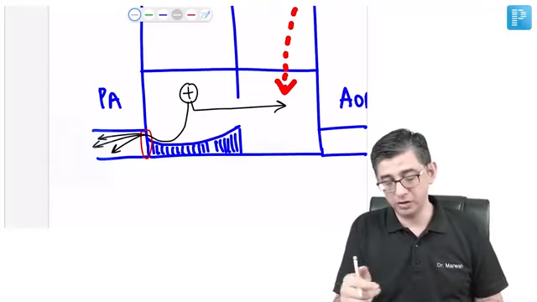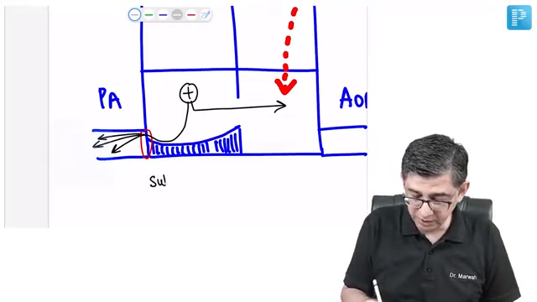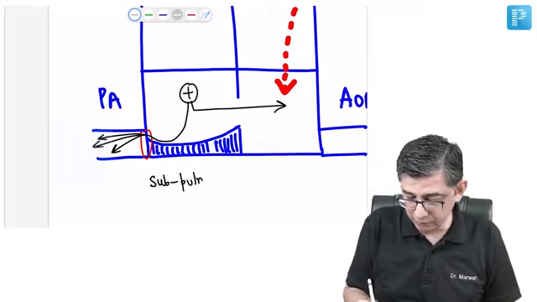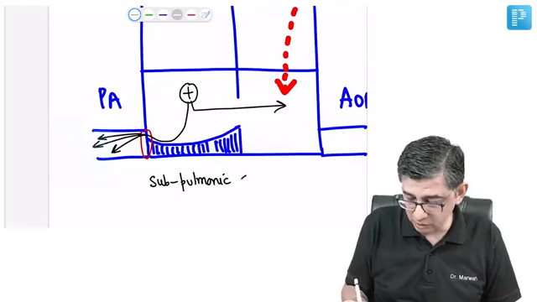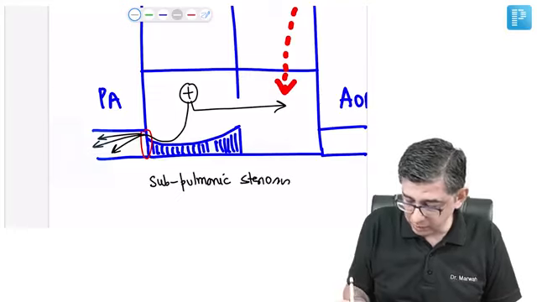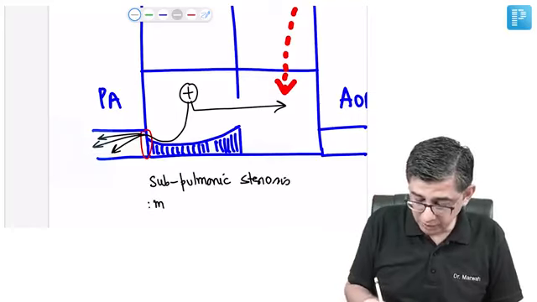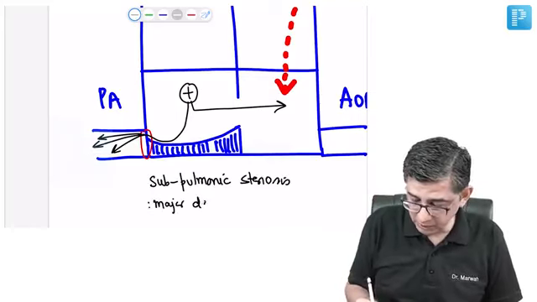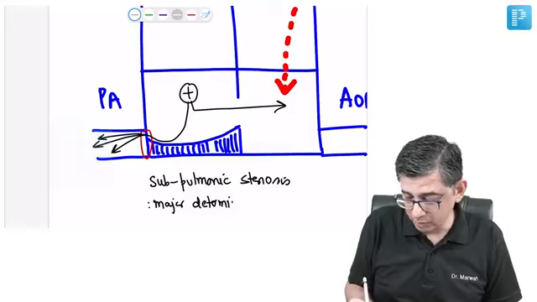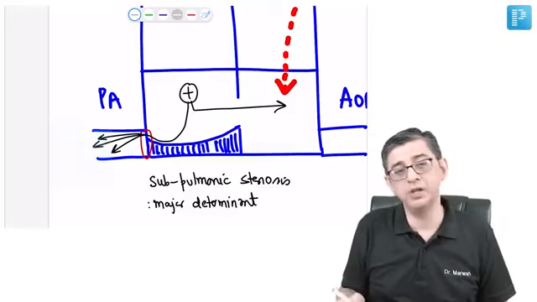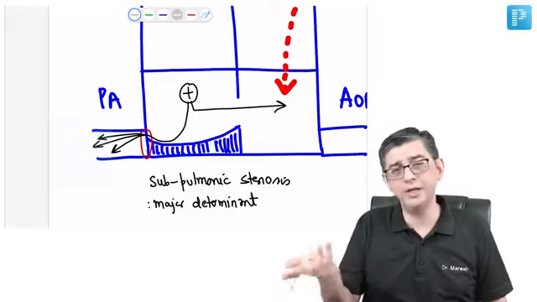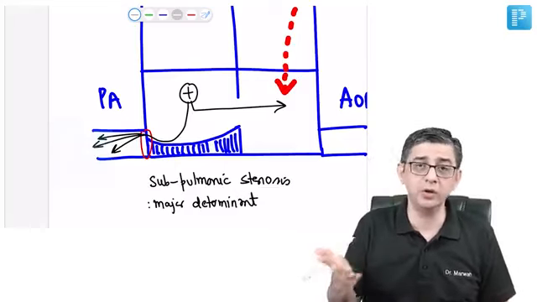because this blood is going across this relative resistance that I said, which is not at the level of the valve but before, subpulmonic stenosis is actually the major determinant of cyanosis. The MCQ was: what is the major determinant of cyanosis in tetralogy of Fallot? A lot of people answered overriding aorta, some people answered ventricular septal defect, which obviously is a contributor. Overriding aorta is a contributor.